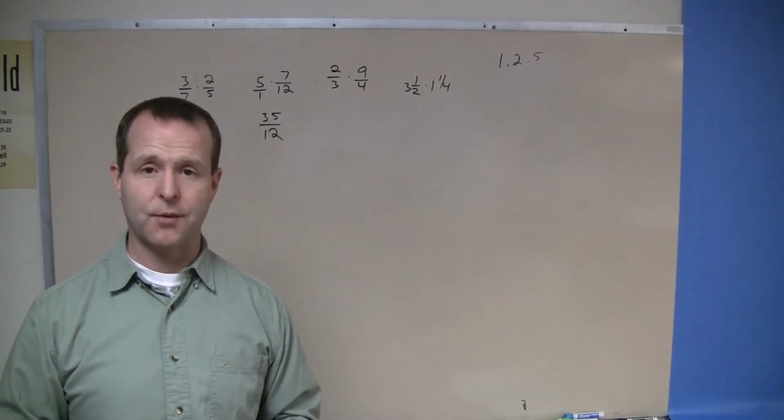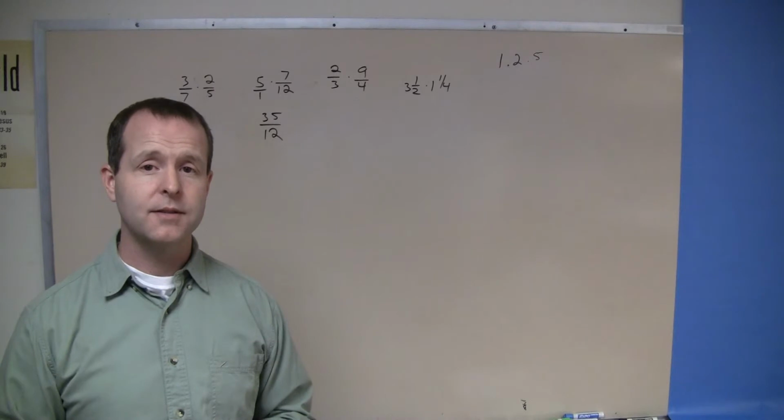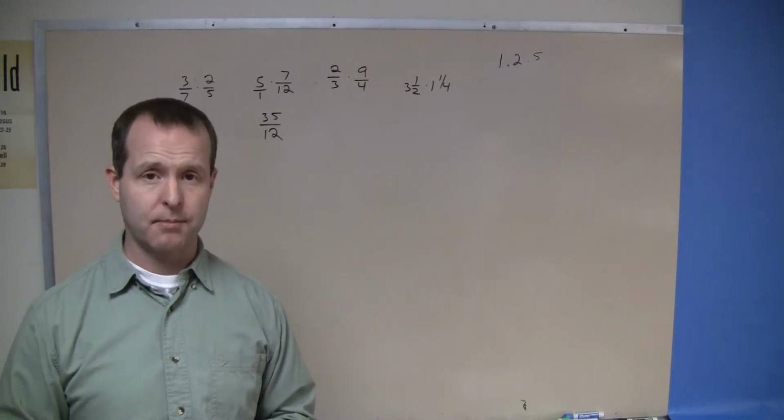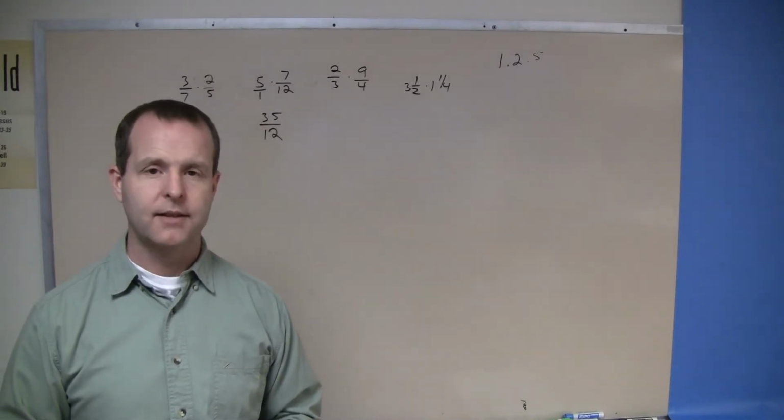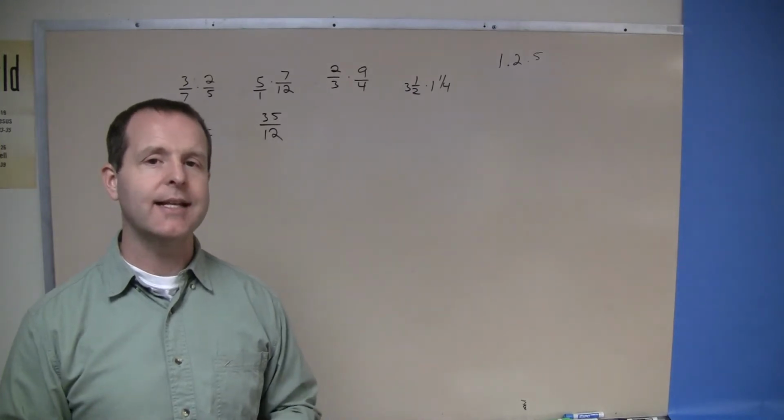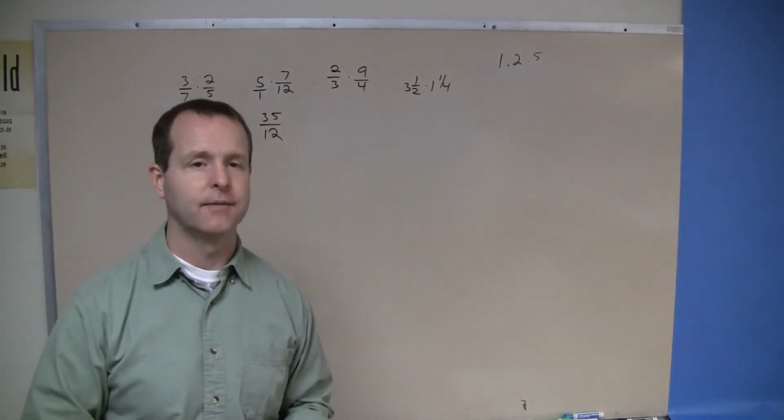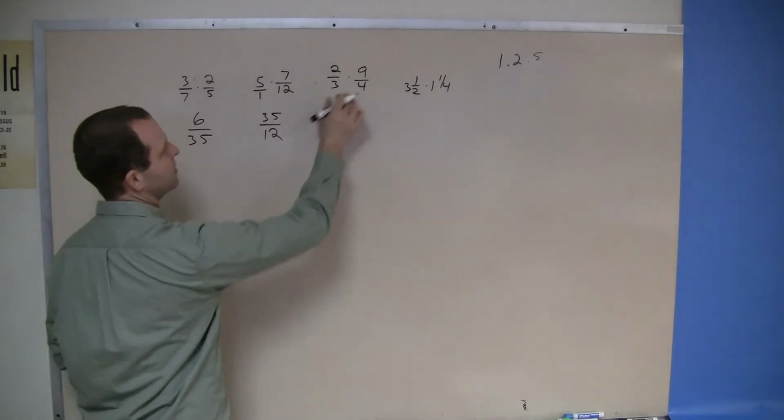Check to see if I can reduce them. Are there any numbers or factors in the top that are factors in the bottom? There's not. And it doesn't matter because it is in improper form. That is fine. The second one, 2/3 times 9/4.